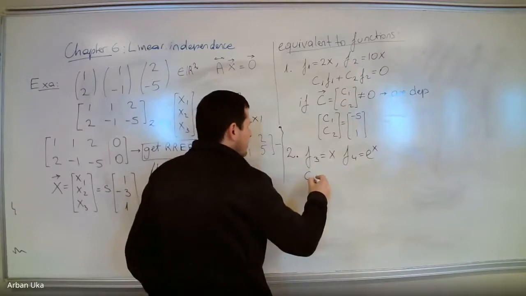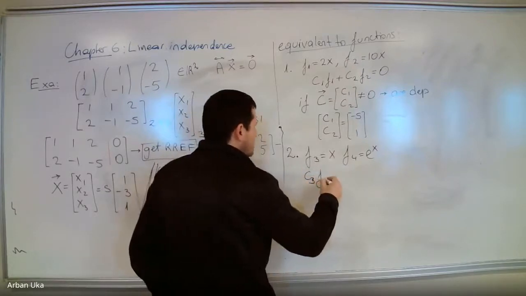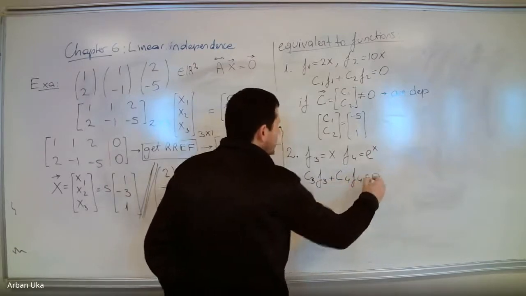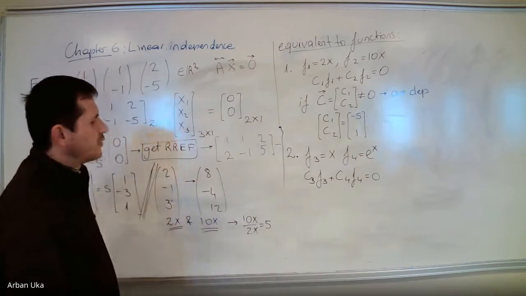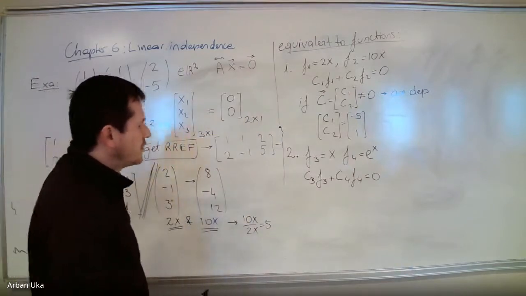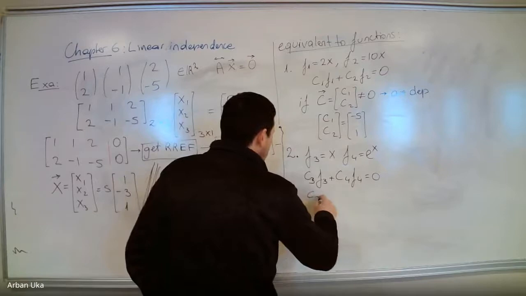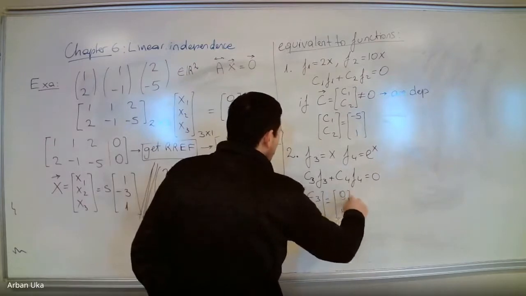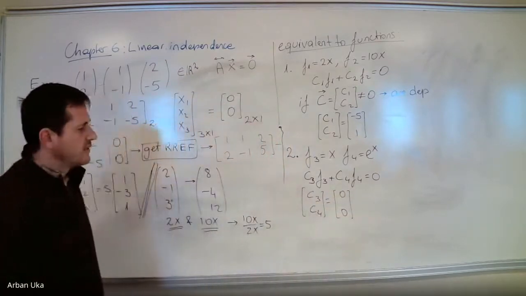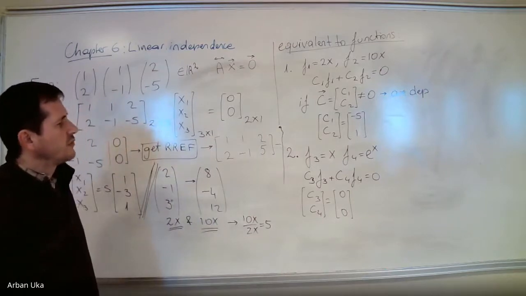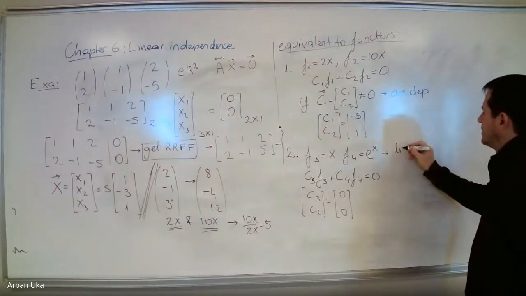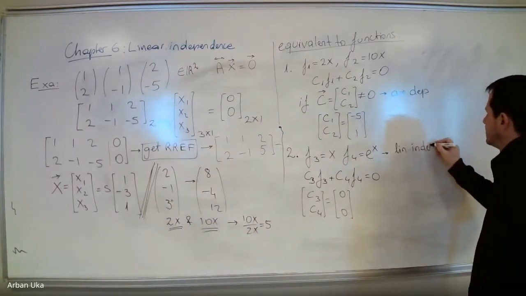We say, can we have a constant c3 times f3 plus a constant c4 times the function f4 be equal to 0? Yes, we can. But for which values of c do we get a 0 here? The solution is only for c3 and c4, these two coefficients, when they are both equal to 0. This is the only solution. So if this is the only case when it happens, we say that these two functions are linearly independent.